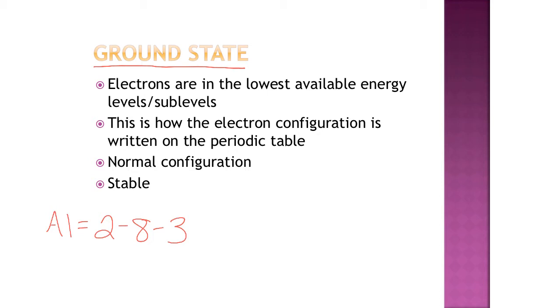What the ground state means is that electrons are in the lowest available energy levels and/or sublevels. It's going to be how it's written on the periodic table. So it's going to be its normal configuration, and energetically it will be stable.